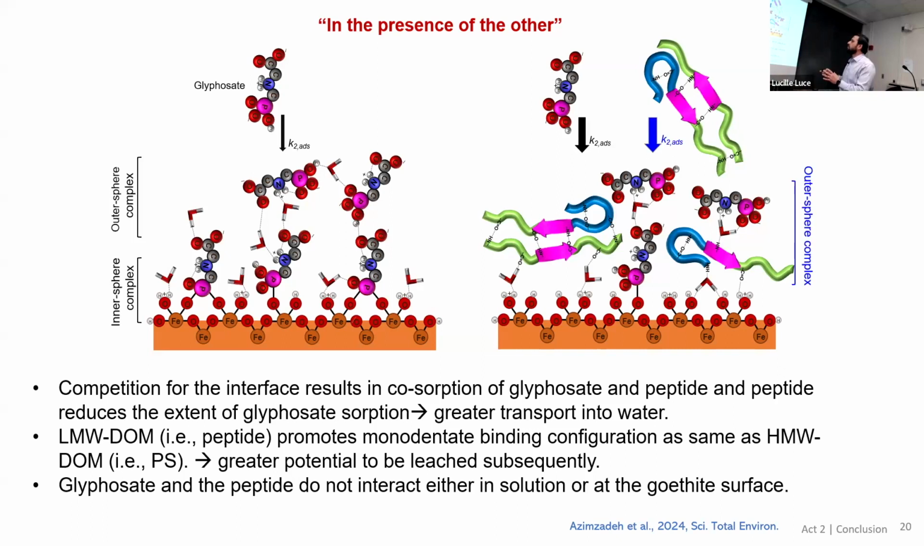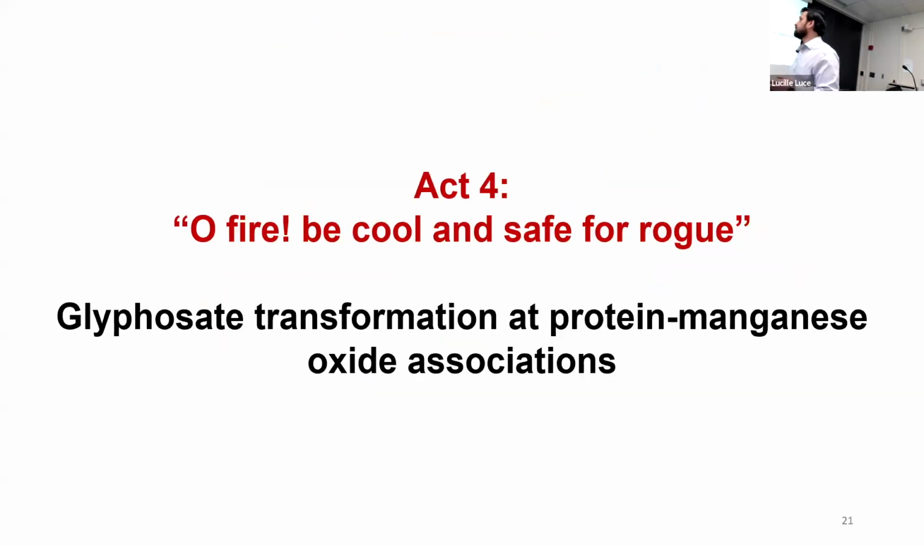And in general, we found there is no interaction in solution and at the surface between glyphosate and peptide. That was another finding, which is opposite to polysaccharides. High molecular weight compounds interact with each other. Then you have glyphosate and a high molecular weight compound, but low molecular weight and glyphosate, they do not interact.